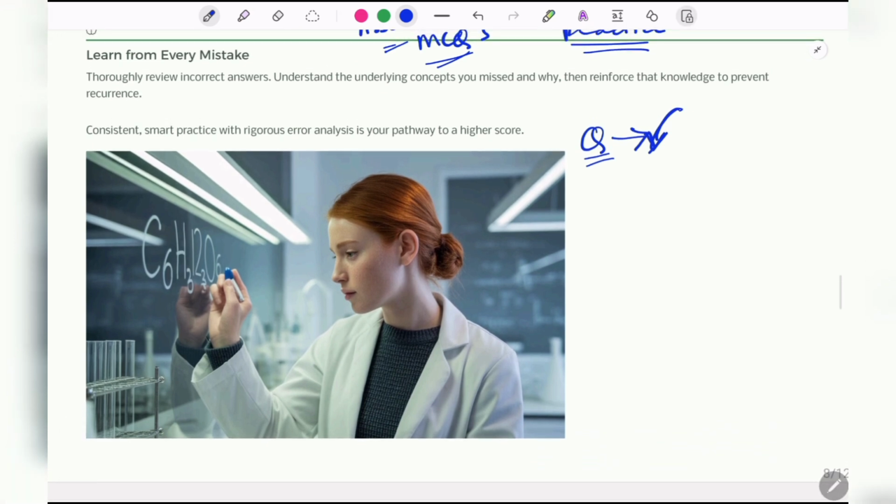From every mistake you have to learn, thoroughly review incorrect answers. Of course, before submitting a question paper, I'm sure you all are revising it and checking if you've committed any mistake, and understand the underlying concepts you missed and why. Then reinforce that knowledge to prevent recurrence. Consistent smart practice with rigorous error analysis is your pathway to a higher score.